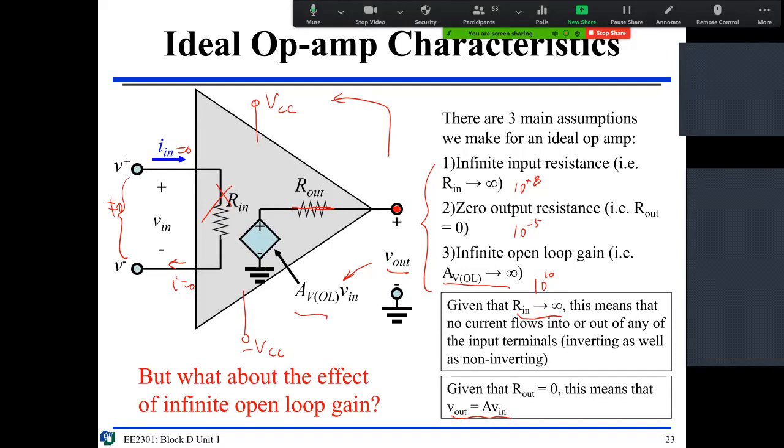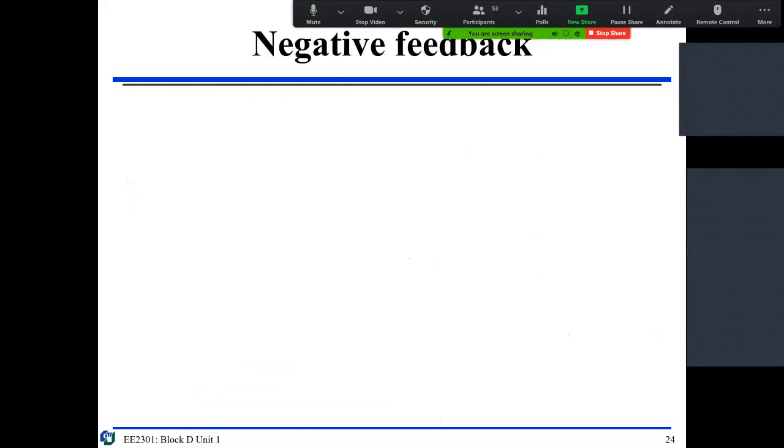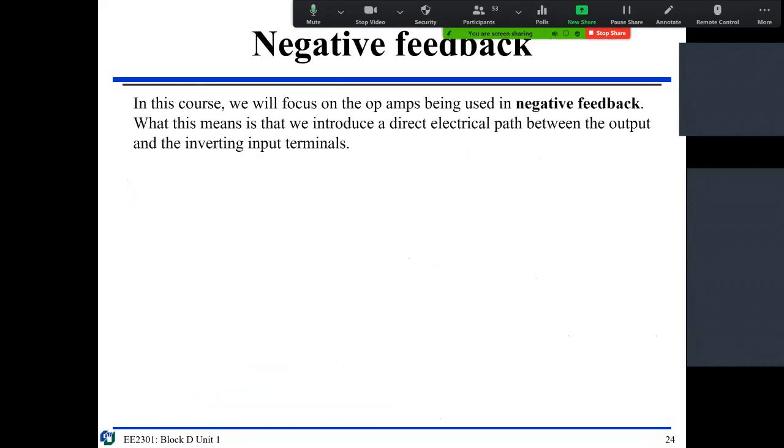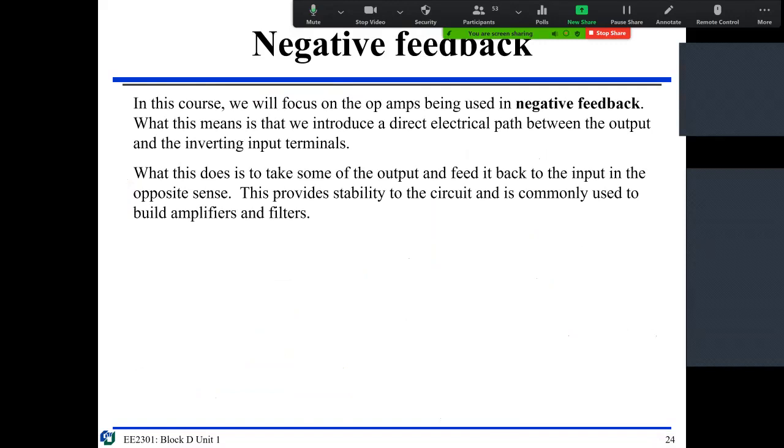So what about the effect of infinite open loop gain? If you have anything non-zero between V plus and V minus, then your output will be immediately saturated. Saturated means you hit your power supply, VCC. So usually we need to introduce a negative feedback.